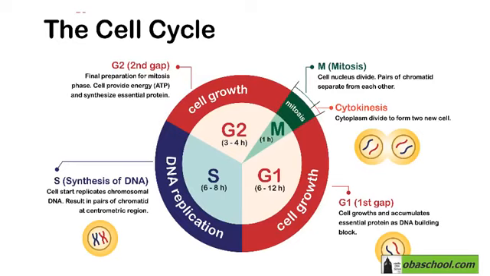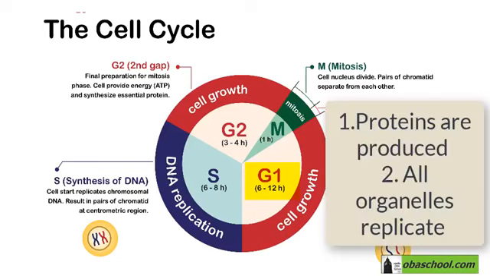In the G1 phase, which is also called the first growth phase, proteins from which organelles are synthesized are produced and all the organelles replicate. So, in the G1 phase, the overall size of the cell increases because all the organelles replicate.